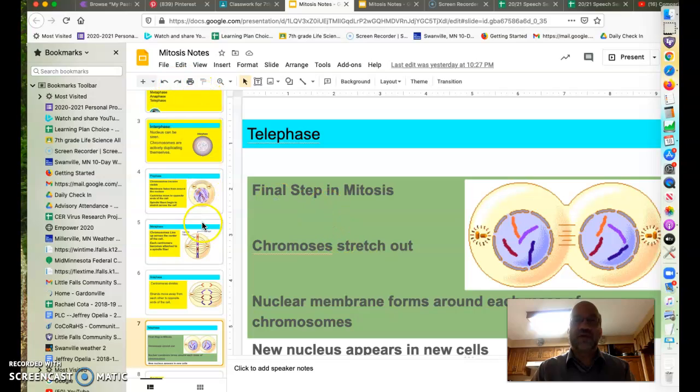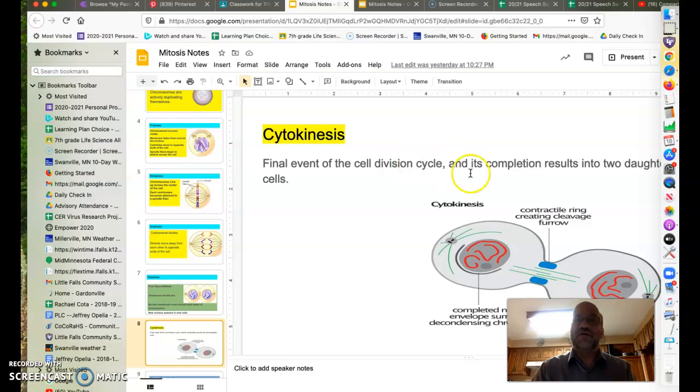So these are the steps for mitosis, duplicating of body cells. Here is the final stage, cytokinesis, where the 2 cells finally split and divide, and we get what they call 2 daughter cells. It is the final event of the cell division cycle, and its completion results in 2 daughter cells. So now we have 2, and it goes on and on.